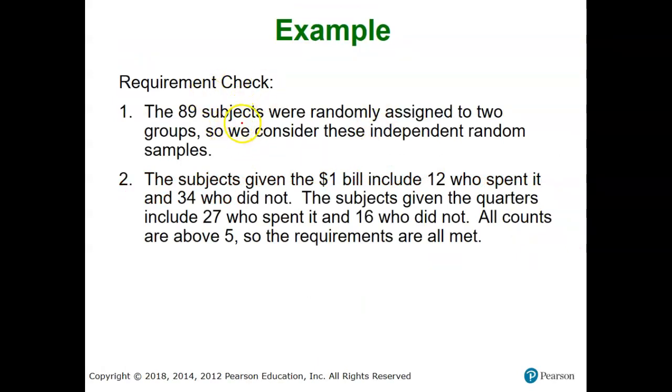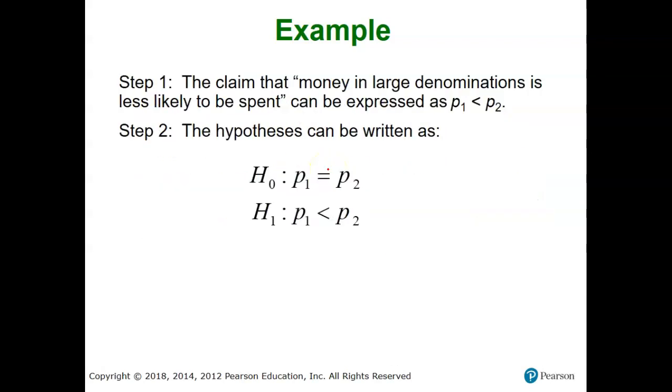So when we go to set this up, we're going to, first of all, do our requirement check. And so we assume it's simple random samples. When we look at these, we had 12 who spent the money, 34 who did not. So our successes and failures would be more than 5 for both samples. So we're good with that part of it.